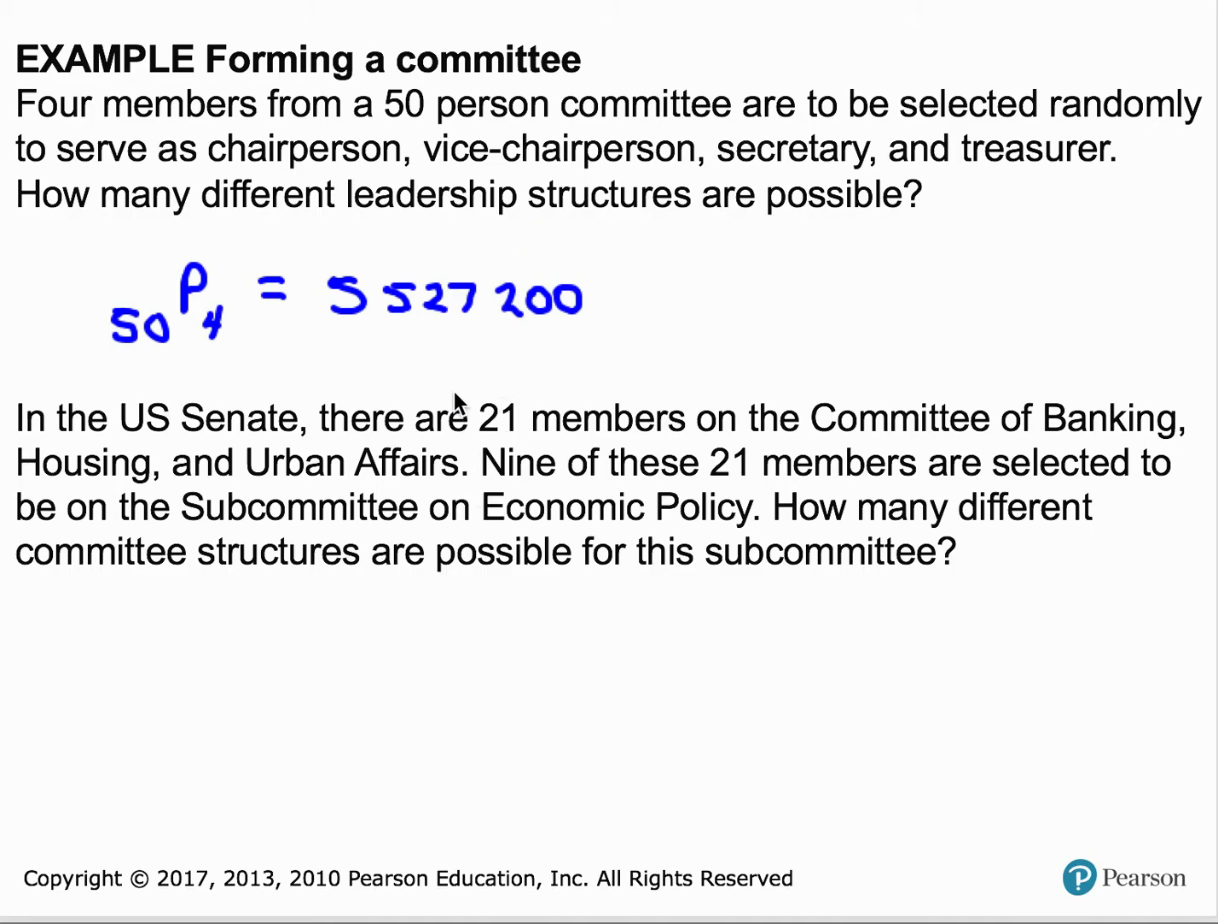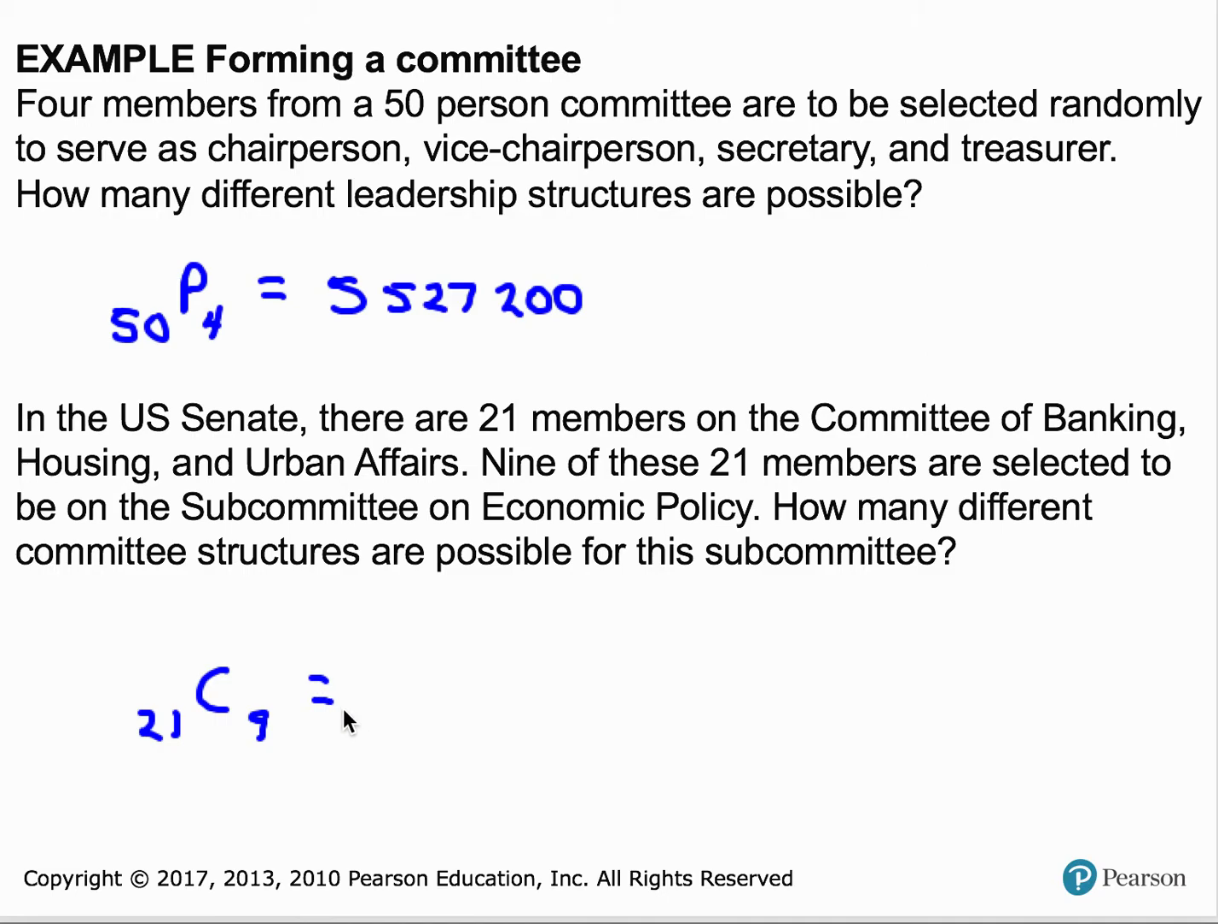Notice the difference between these two questions. These people are just going to be selected to be on a committee, right? There's no ranking. There's no chairperson, vice chairperson, secretary. If I choose Joe, Fred, and Bill, it doesn't matter if I chose Bill, Fred, and Joe. They're still going to be on the same committee, or Fred, Joe, and Bill, right? Same committee. Order doesn't matter. It's a combination. So there's 21, and we're going to choose 9 of them.